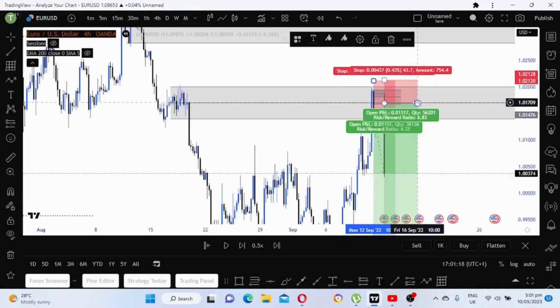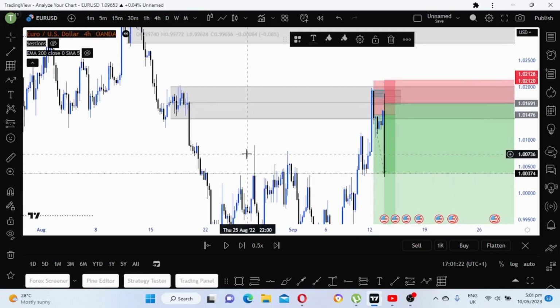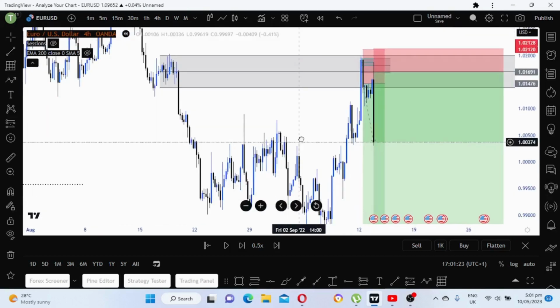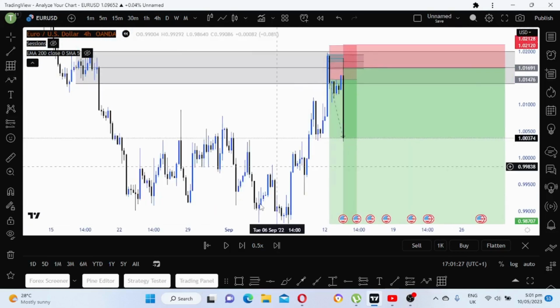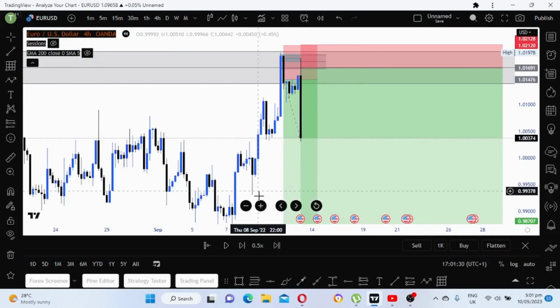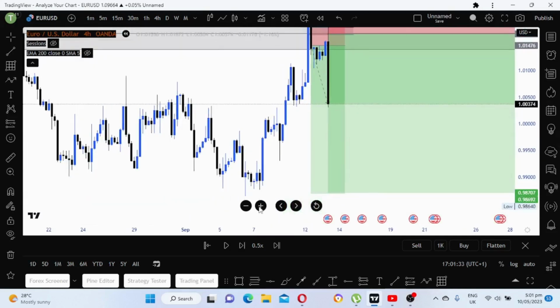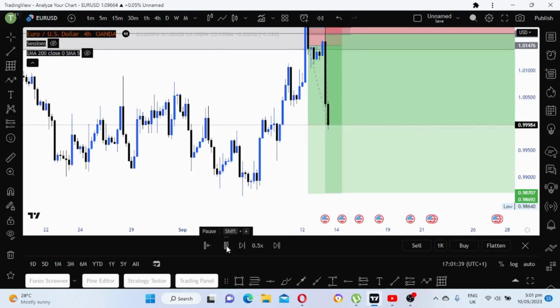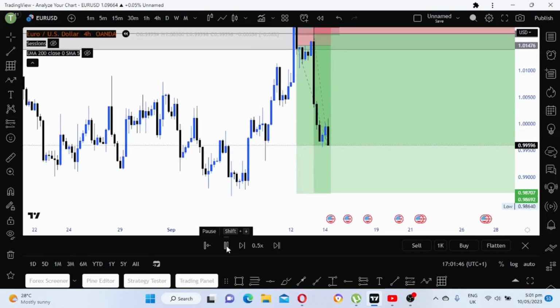So now let's see what is happening here. Now let's see if price would hit our TP. So let's just wait and see. Okay, now let's play price. Look at those candlesticks, guys.